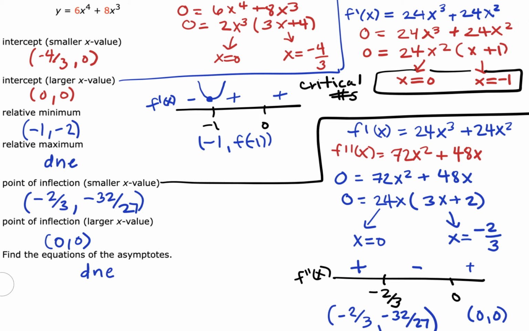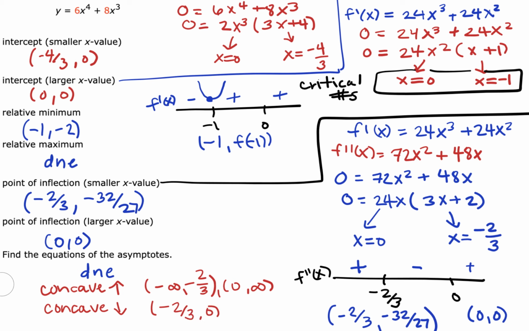What about concavity? Where am I concave up or concave down? So concave up, we're looking where we are positive over here on our graph of f double prime of x. So I'm positive from negative infinity to negative 2/3. Okay, so negative infinity to negative 2/3. I'm also positive from 0 to infinity. Where am I concave down? I'm concave down between negative 2/3 and 0. Okay, so we are able to use the original graph, we're able to use the derivatives and the second derivatives to find this information and double check it in Desmos.